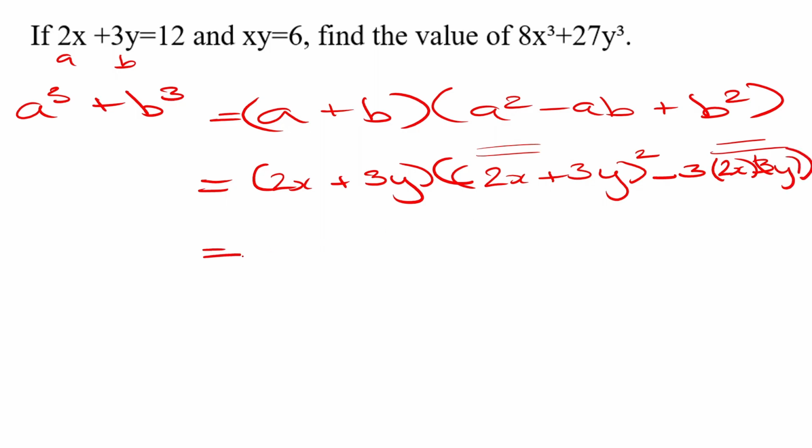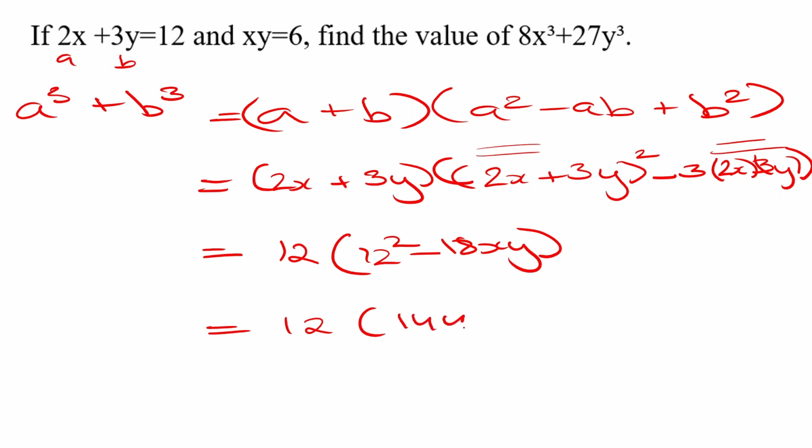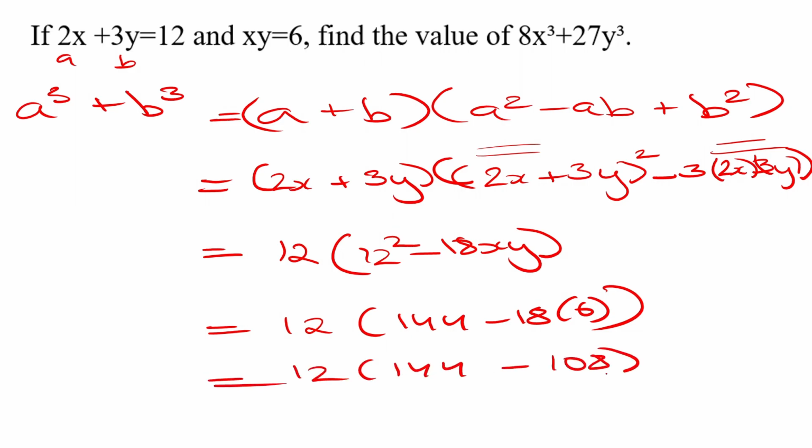2x plus 3y, we know the value as 12. What is 2x plus 3y the whole square? 12 square minus 3 into 2 into 3, 18xy, is equal to 12 into 144 minus 18 into 6. That's going to give you 12 into 144 times 1 minus 108, 12, 36 is equal to 432.